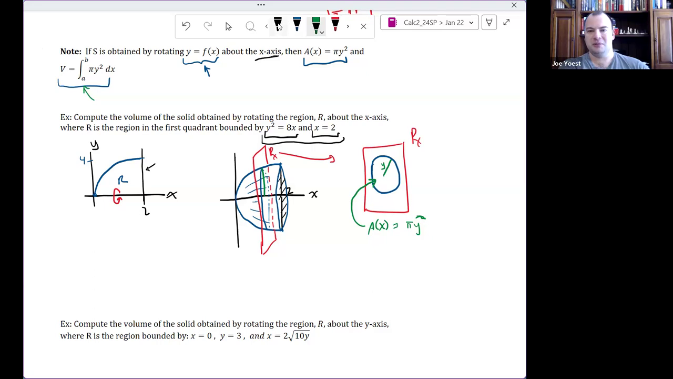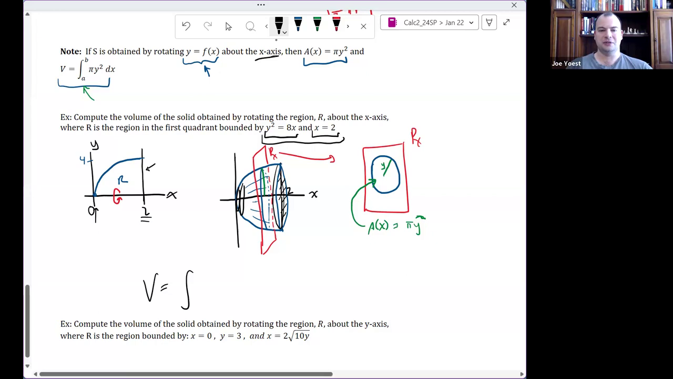And I see that my volume is given by an integral. Now I need to figure out which x I start at and which x I end at. Where do I start adding these wafers here? And where is my last wafer? I start at x equals 0 and go up to x equals 2. I can see that very clearly from looking at my region.